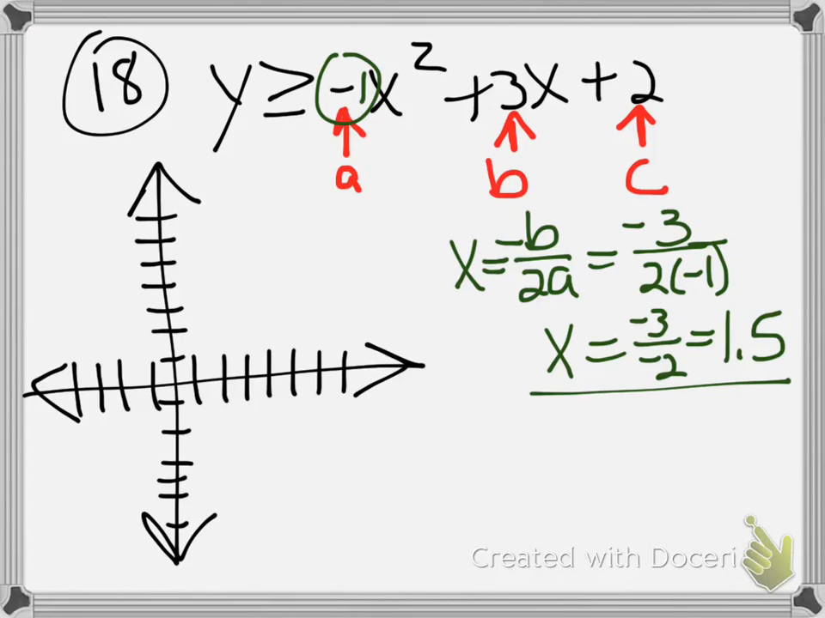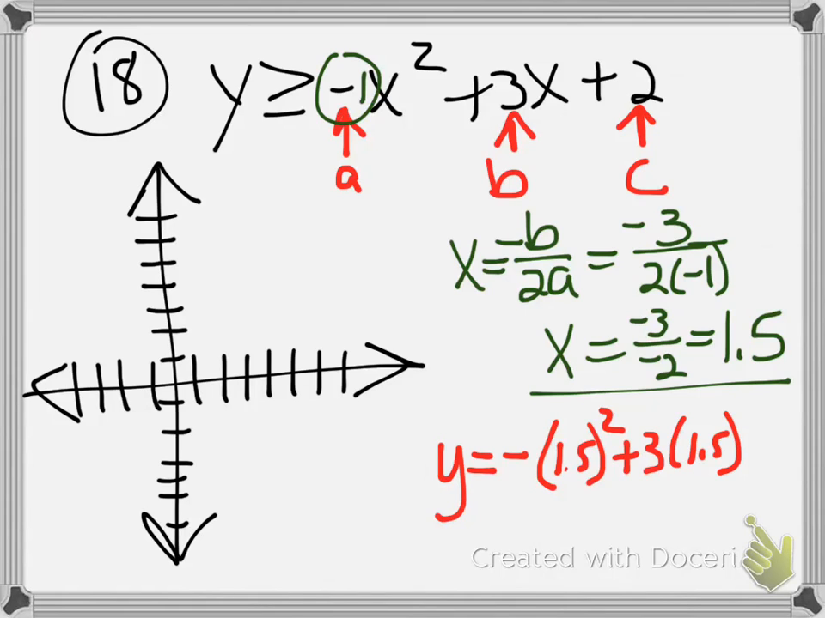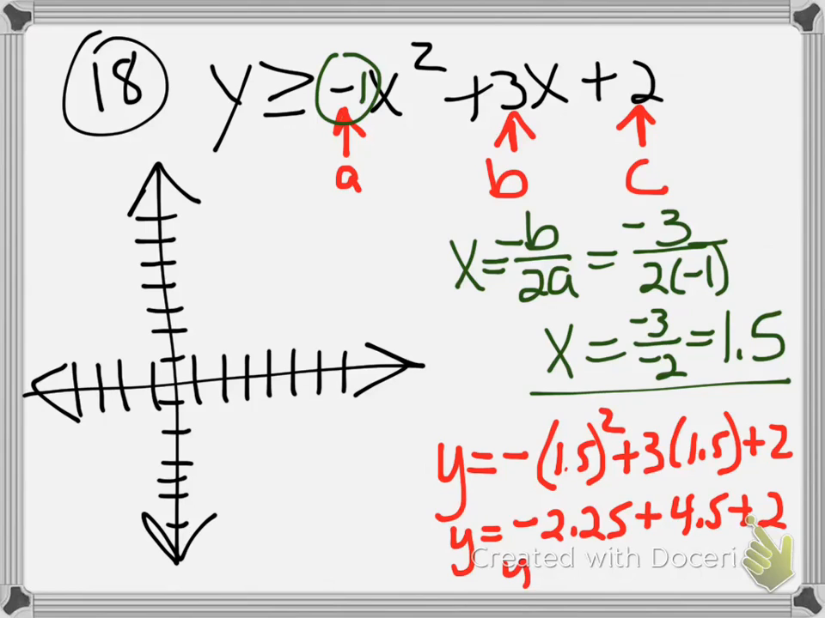Now, the trickier part for this problem was to find the y. So my y value is going to be negative, parentheses, 1.5 squared plus 3 times 1.5 plus 2. And to do that, we're going to use the calculator. But if you didn't use the calculator, if you want to check your math, you would have the negative sign still there. 1.5 squared is 2.25 plus 4.5 plus 2. So when you take negative 2.25 plus 4.5 plus 2, your y value is 4.25.